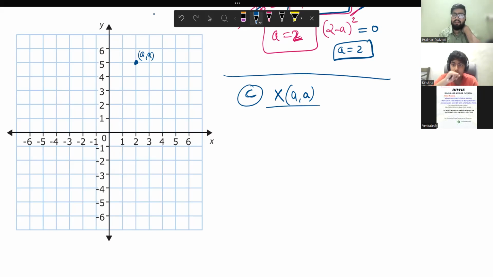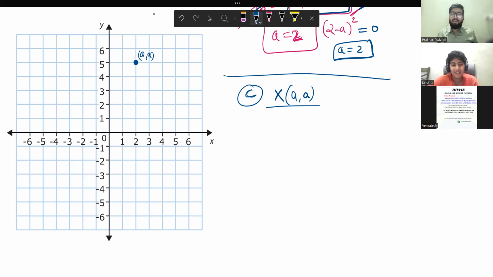Yes. No, it needs to be 8, square root of 8 units away from the origin. No, no, I'm not telling you anything about root 8 or root 10 or root 12. I'm just asking, can this point be your a comma a? No, Krishna. You know why?